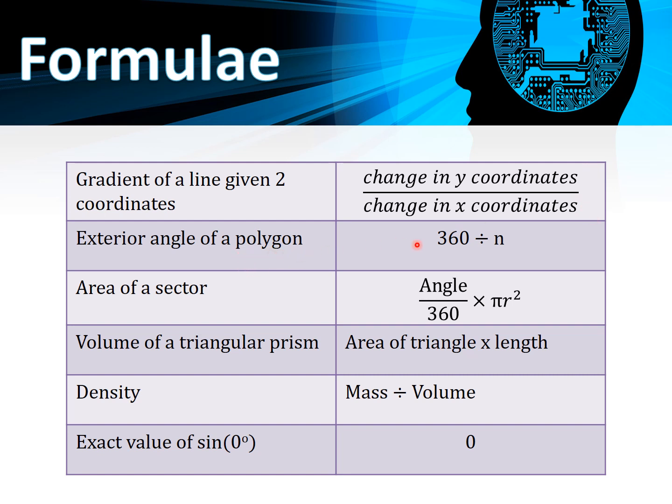Exterior angle of a polygon is 360 divided by n, where n is the number of sides of your polygon. Area of a sector, the angle that you've got out of 360, this time multiplied by the area formula, so pi r squared. Volume of a triangular prism, so area of the triangle of the base multiplied by the length, which is just the same as any other prism. Density is mass divided by volume, and the exact value of sine 0 is 0.